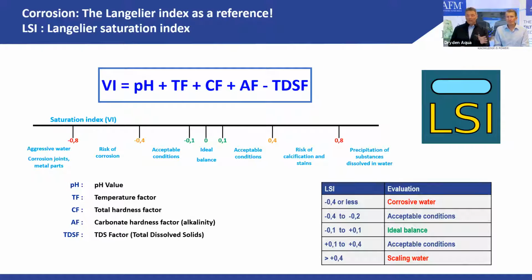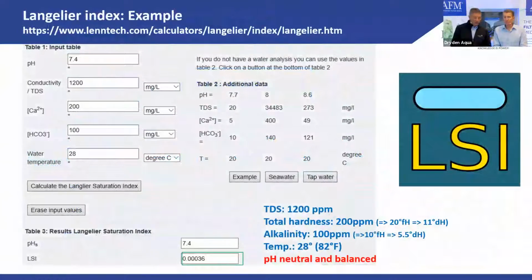Okay, sounds complicated, it's not complicated. Let's make an example. There are different apps and websites, just put Langelier saturation index into Google, and my favorite website is Lenntech. Again, as Dominic said, there are plenty of platforms, but this is a good, simple one. So we have here the 5 parameters that Dominic just explained to us, and we have an example here.